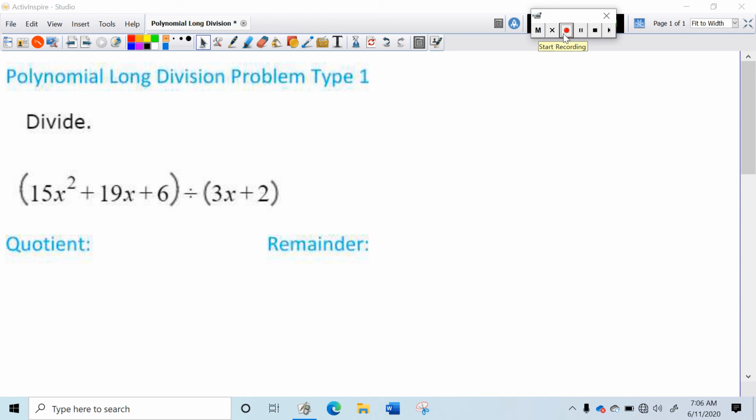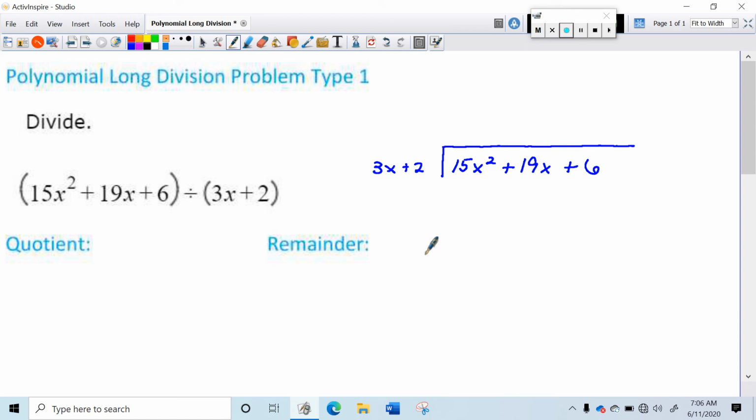I'm going to divide these polynomials, and I'm looking for a quotient and a remainder. Just like a regular division problem, you set it up like a division problem, like you would if you were dividing numbers. So the first polynomial goes underneath, 15x squared plus 19x plus 6. The second polynomial, just like if you were dividing numbers, the second number goes on the outside, 3x plus 2.